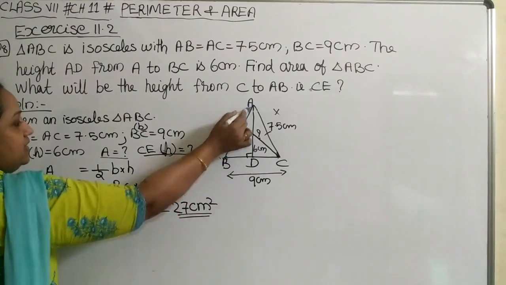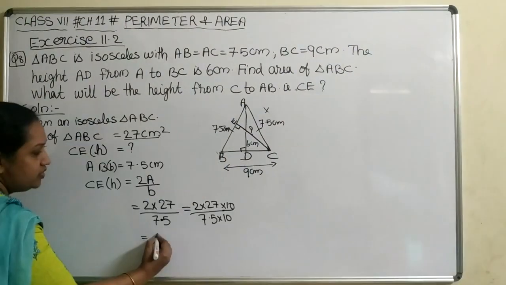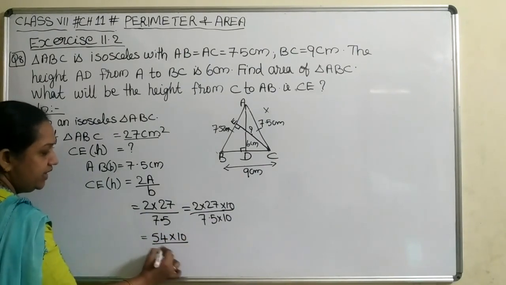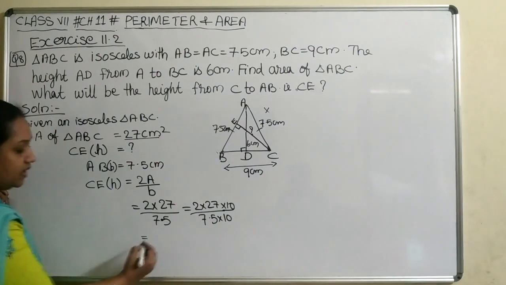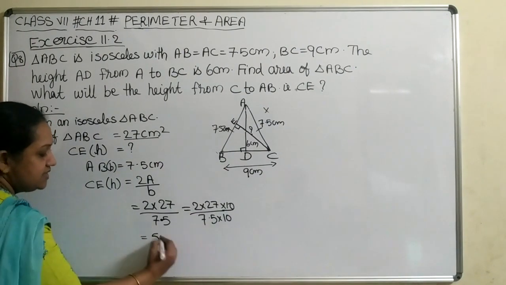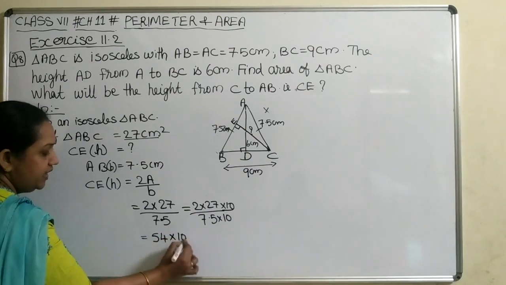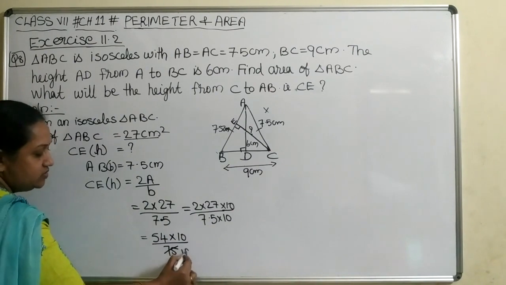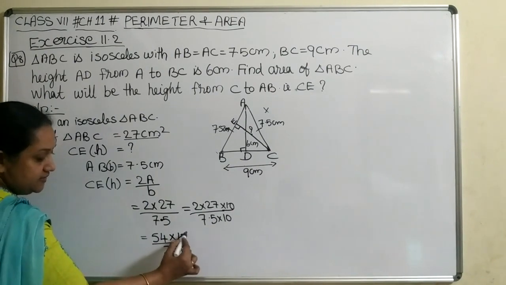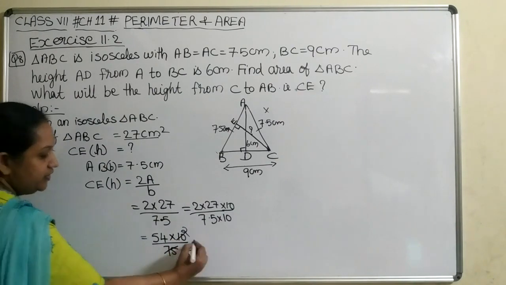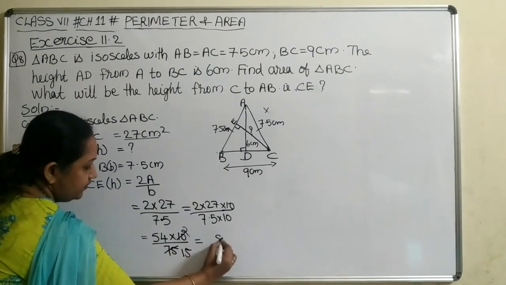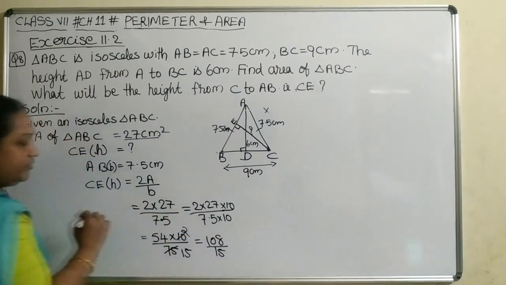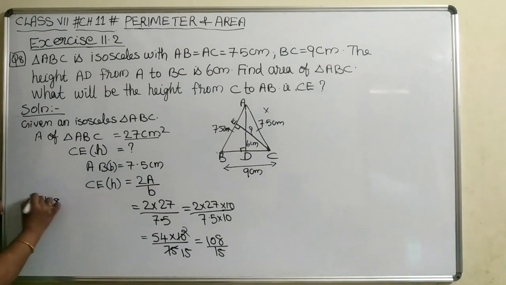Here we are taking the base as AB. So we get 2 into 27, 54 into 10 divided by 75. Here we can cancel with a 5. So we get 15. Here we get 2. Now 54 into 2, 108 divided by 15. We can do the long division.